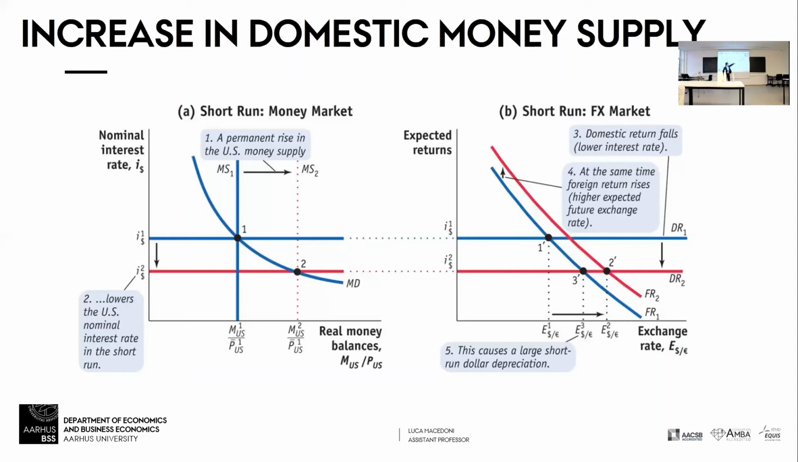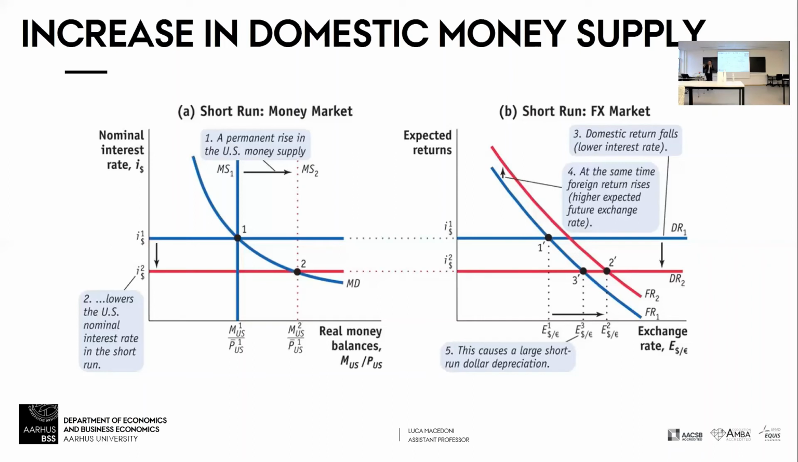So the domestic return will increase. So we're going to move along this FR2 curve, and the interest rate increases. What's happening to the exchange rate? It's going down, right? So what's happening to the dollar? It appreciates. Oh, wait a second. So the dollar depreciates in the short run, but appreciates as we move to the long run. What is going on, Luca?